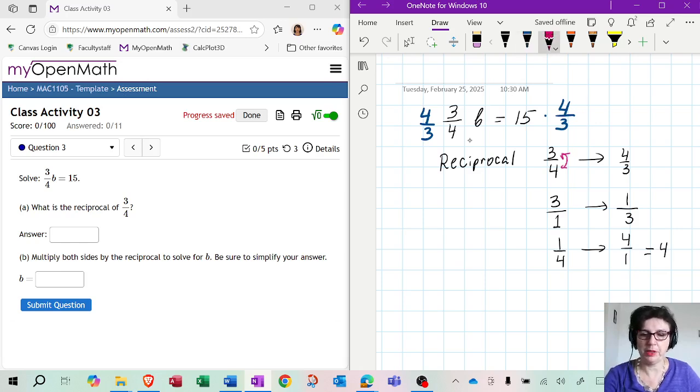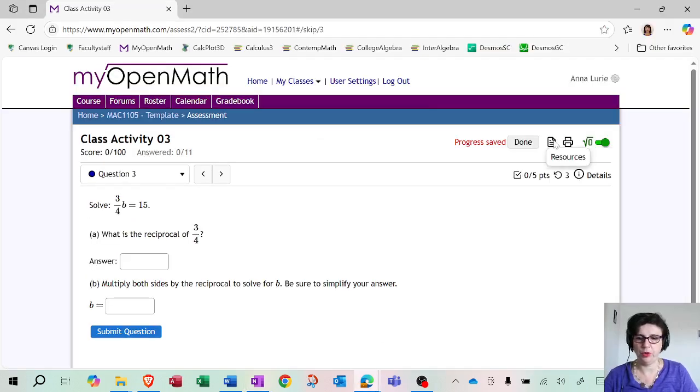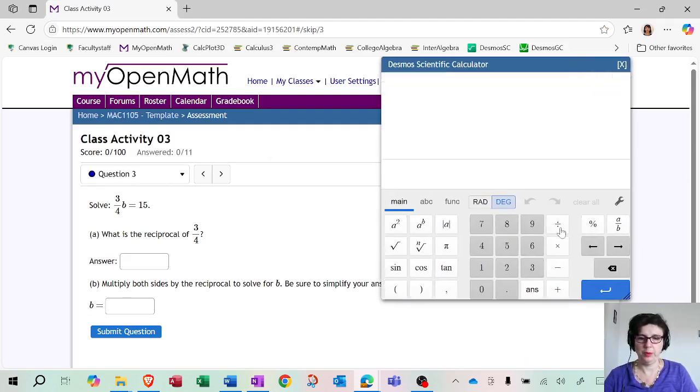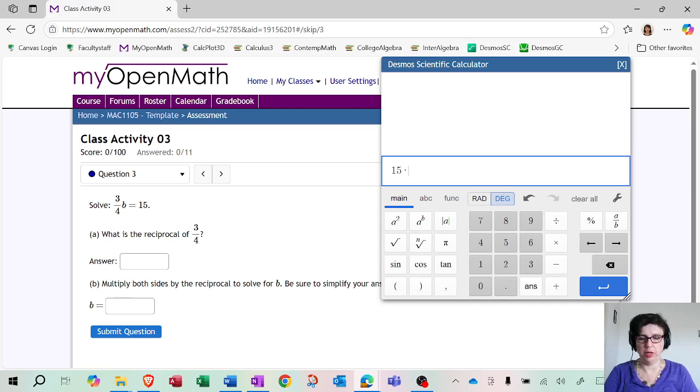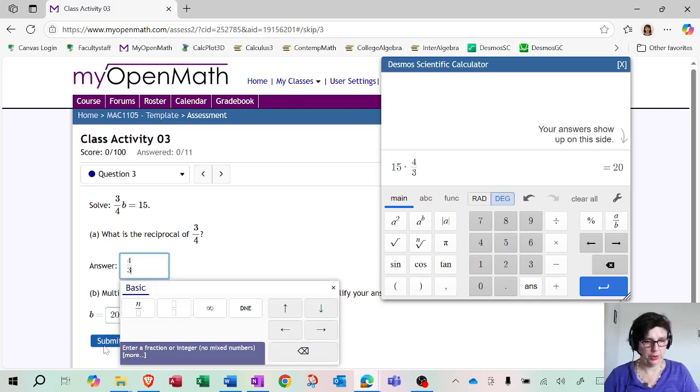Okay, but what happens now is that the 4 cancels out and also the 3 cancels out. And now my variable is by itself. So I get b equals 15 times 4/3. So the only thing that's left here is to just actually multiply 15 times 4/3, which I can do using a calculator. So let's just open that up, and 15 multiplied by 4/3 tells me that's 20. And I am pretty much done with that.